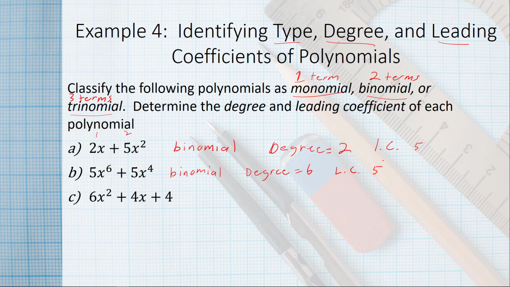Okay, for C, now we have three terms. 1, 2, 3. So this is a trinomial. Notice the degree associated with the highest monomial is 2, so its degree is equal to 2. And the leading coefficient is the coefficient in that particular term, which is a 6.